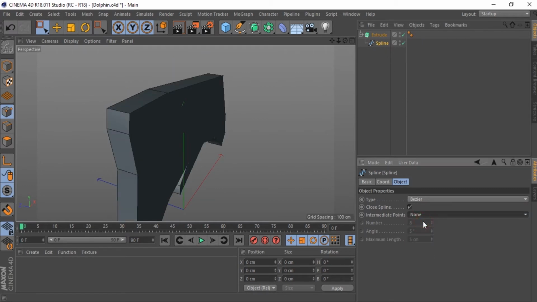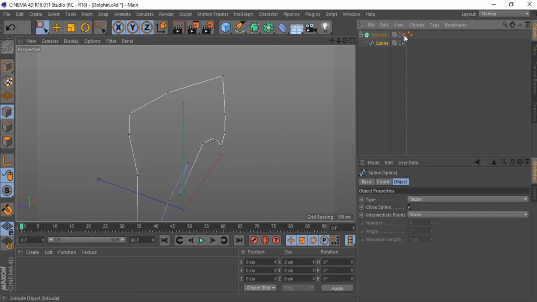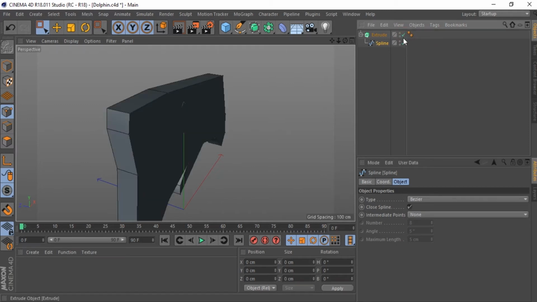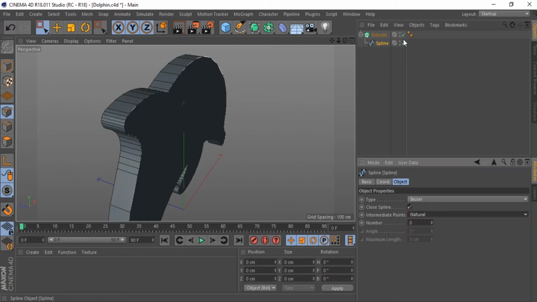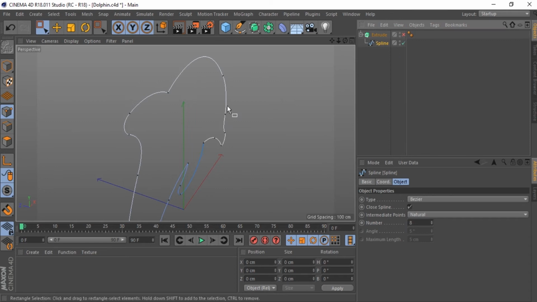None is an interpolation method that locates points only at the vertices of a spline, using no additional intermediate points. The natural interpolation type locates points at spline vertices. Number corresponds to the number of intermediate points between vertices.